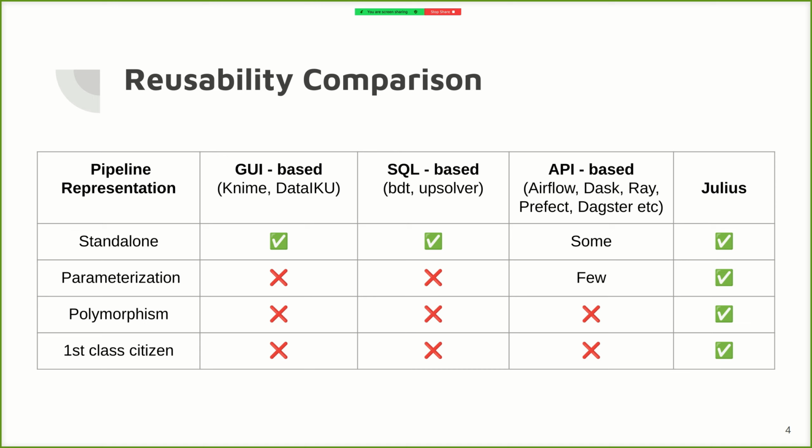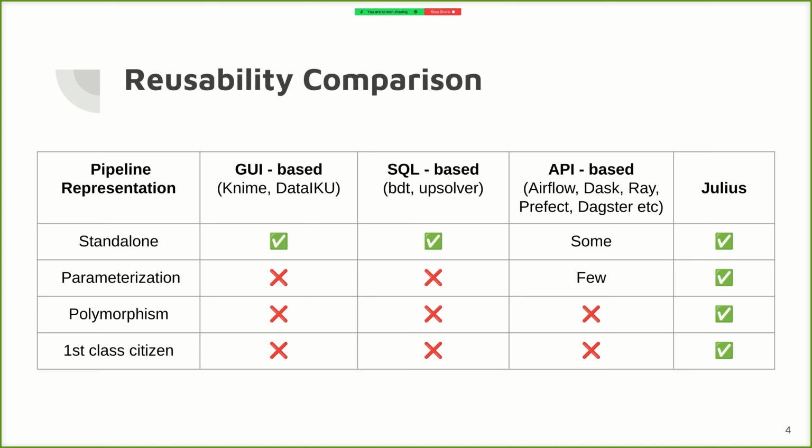Also, none of them support the pipeline as a first-class citizen. So if you want to combine two pipelines together, that requires heavy change in the code. You cannot simply pass one pipeline to another as a parameter. Different Python-based tools have varying levels of reusability, but generally they are similar. They fall between assembler and structured programming. None of them support polymorphic parameterization, and none of them support pipeline as first-class citizen.